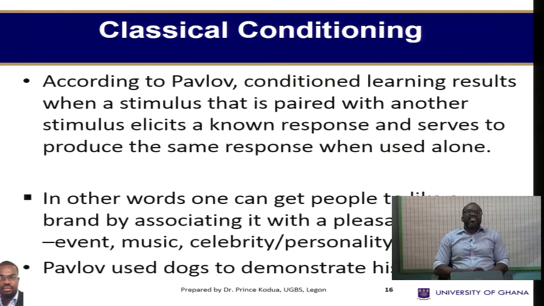Classical conditioning was made popular by a psychologist by name Ivan Pavlov. This theory is simple. It simply says that consumers learn by means of repetition and association. The whole thesis of the theory is simple. It says consumers learn by means of repetition and association.